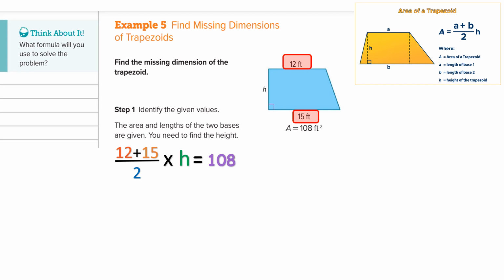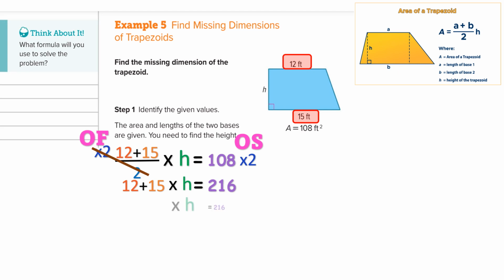And here I have to start with, since I'm dividing by 2, I have to get rid of it. The opposite of dividing by 2 is going to be to multiply by 2. So I multiply by 2 on the left-hand side and get rid of it. I go to the opposite side and multiply by 2. 108 multiplied by 2 is 216. So now what I'm left with on the left-hand side where the variable is 12 plus 15 times h.